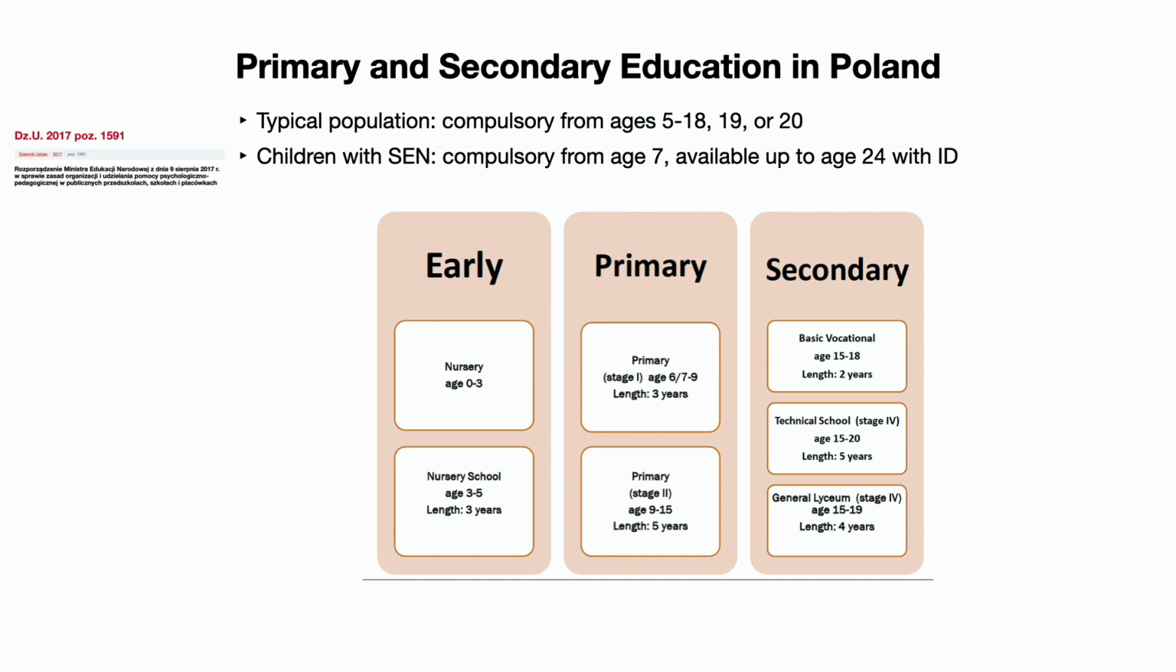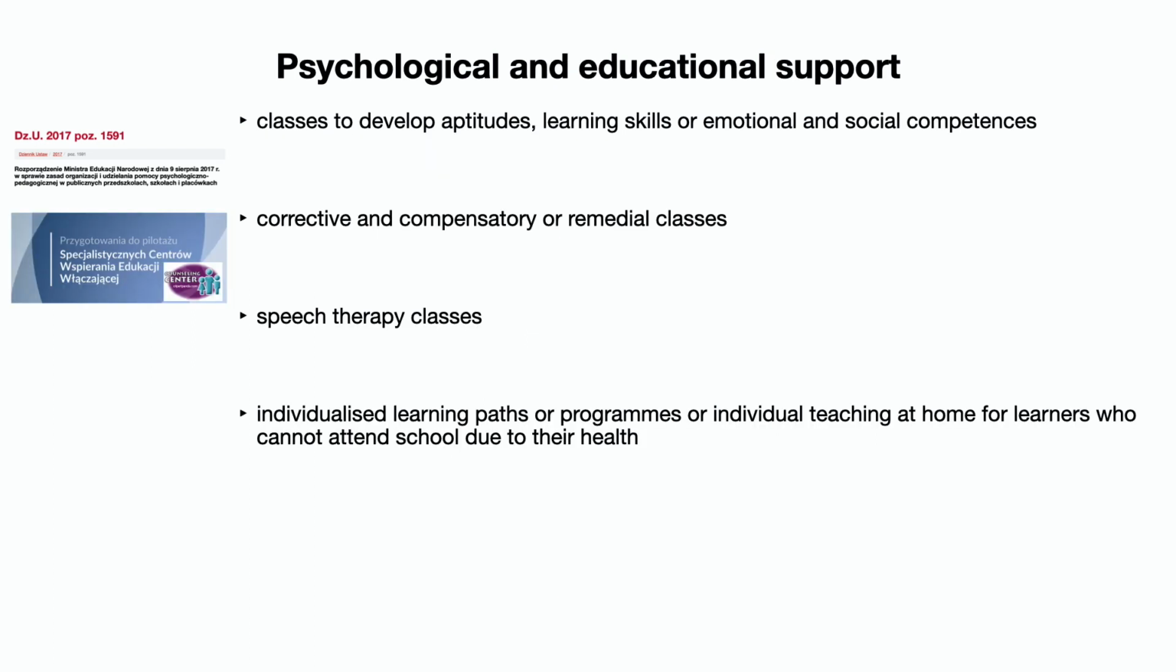Compulsory primary and secondary education in Poland runs from ages 5 till 18, 19 or 20. For children with special educational needs, compulsory education starts from age 7 up to age 24 with individual learning paths. Psychological and educational support comprises classes to develop aptitudes, learning skills or emotional and social competences, corrective and compensatory or remedial classes, speech therapy classes, individual learning paths or programs, or individual teaching at home for learners who cannot attend school due to their health.